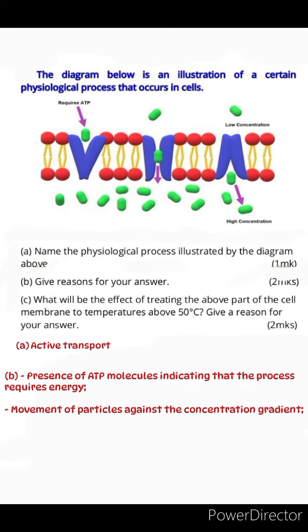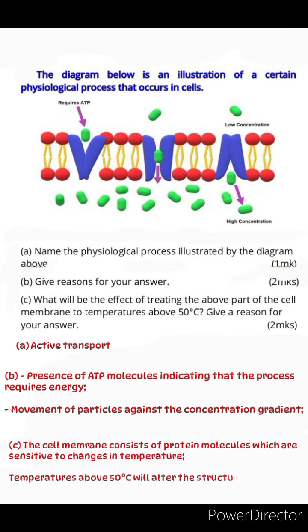Part C. What will be the effect of treating the above part of the cell membrane to temperatures above 50 degrees Celsius? Give a reason for your answer. Now, the cell membrane consists of protein molecules which are sensitive to changes in temperature. That means that if you were to either decrease the temperature or increase the temperature, it's going to affect the functioning of the cell membrane. Now, in this case, we are being told that temperatures are going to be increased above 50 degrees Celsius. This, of course, will end up damaging the structure of the cell membrane. And by doing so, it will prevent the cell membrane from functioning.